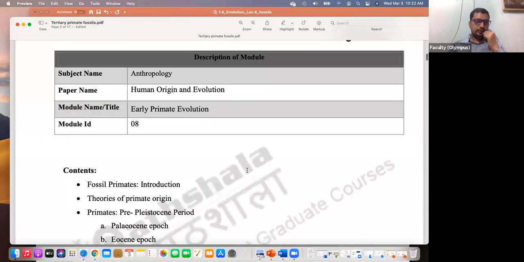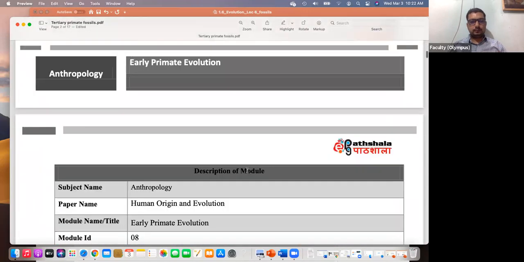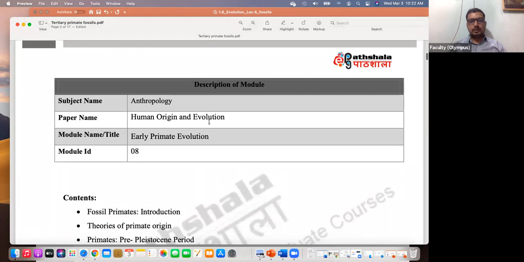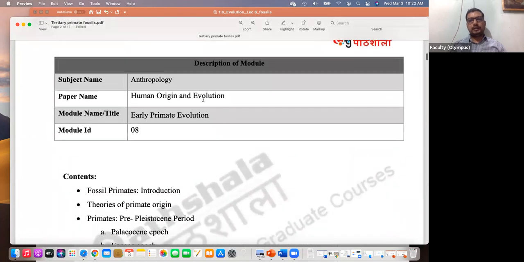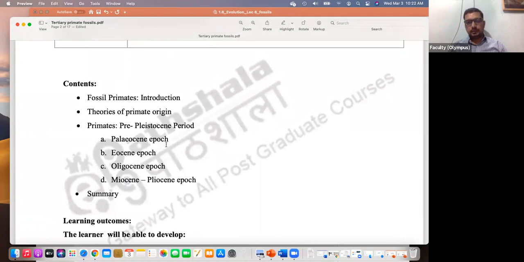Okay, so this is EPG Pathshala's material on this. It is under human origin and evolution. Here they talked about early primate evolution, under which they talked about fossil primates. Primates of different eras, Paleocene, Eocene, Oligocene, Miocene, we talked about. But this is, remember, factual data of what is available to us, what evidences that we have. But you will see a general trend of becoming more ape-like, more human-like in these features.